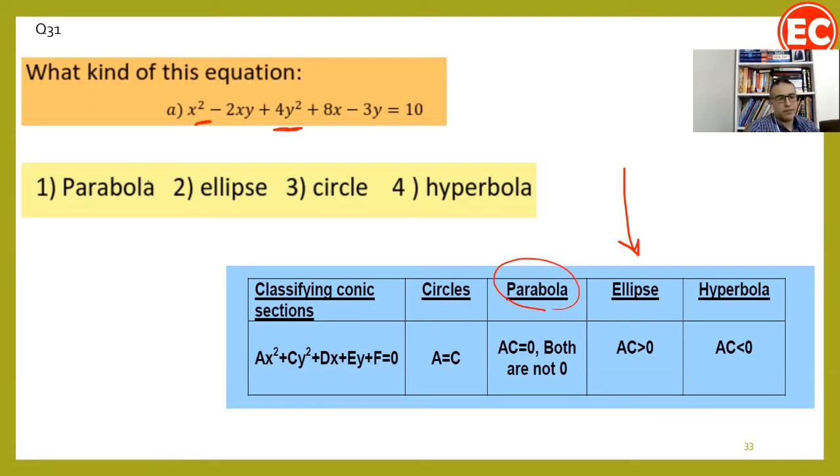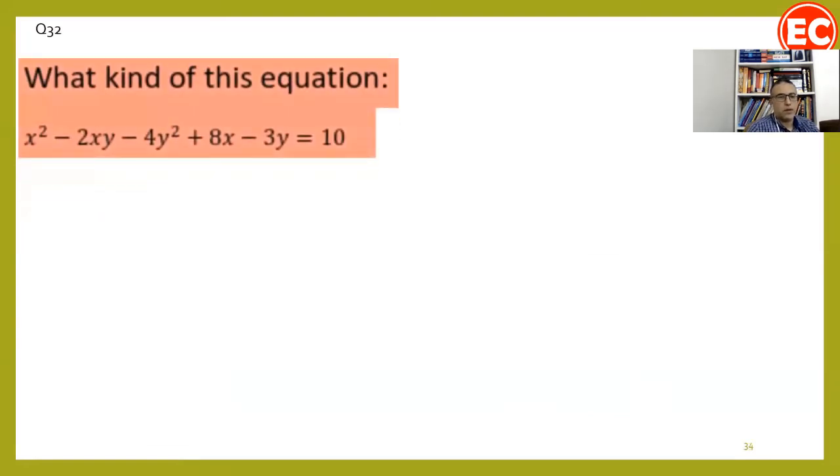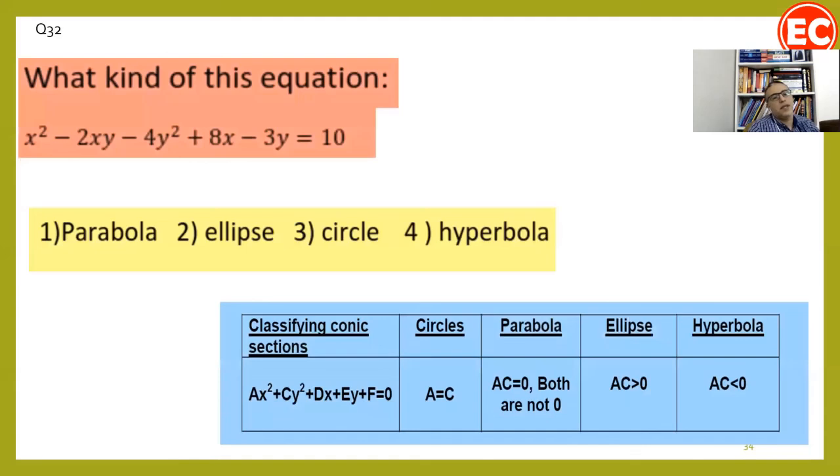So it's not a parabola. And if both of them are equal in coefficient, but the coefficient here is 1 and the coefficient here is 4, it's a circle, so it's not a circle. If the product of the two numbers, 4 and 1, is positive, it's an ellipse. But if the product is negative, it's a hyperbola. Again, of course, in the test, it will not give you the rule. What does this equation represent? Is it a parabola, ellipse, hyperbola, or circle?